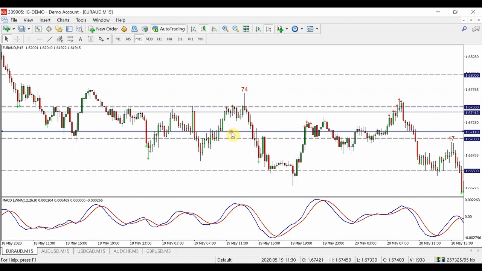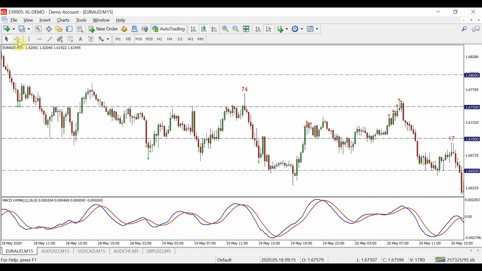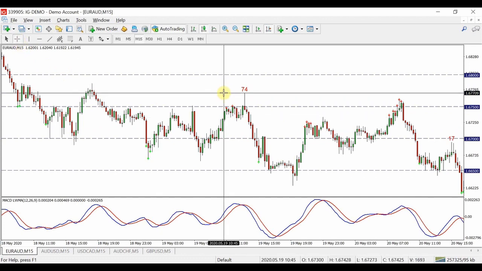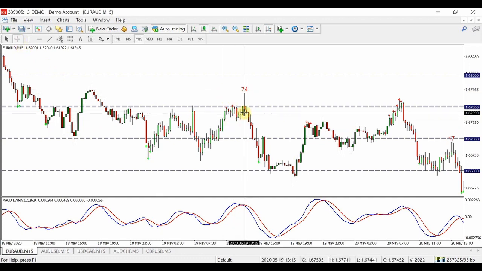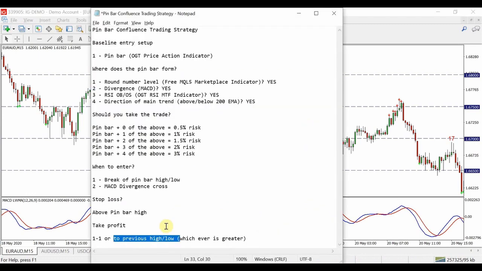So that for me is how I would manage the trade: stop loss above the high, and then my take profit will be a 1-to-1 or the next psychological level or the next low. Again, that will depend on you, but the minimum is 1-to-1. Never risk anything less than 1-to-1. And that's pretty much it, really.